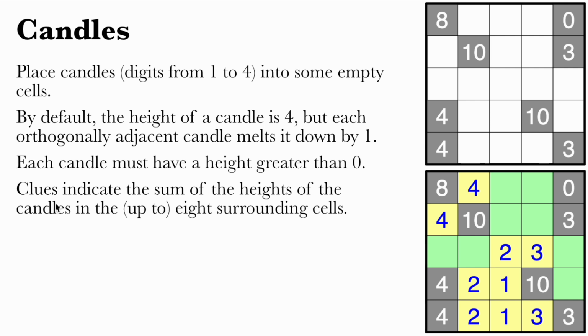And finally, clues indicate the sum of the heights of the candles in the up to 8 surrounding cells. So for melting down the candles, we're only looking orthogonally, but for the clues, we're looking at all 8 surrounding cells. So this is a 10 because 4 plus 2 plus 4 is 10, for example. Those are the rules of candles. So it's time to solve a puzzle.